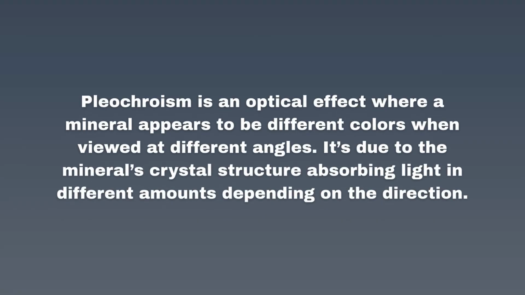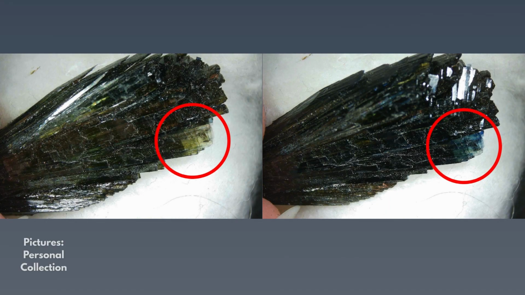Pleochroism is an optical effect where a mineral appears to be different colors when viewed at different angles. It's due to the mineral's crystal structure absorbing light in different amounts depending on the direction. For example, we have a Vivianite, and yes, I know, not a Tanzanite, the quintessential pleochroic mineral, but anyway, as you can see, in the red circled portions, on the left, it's green at that angle, but turned very slightly, that green area becomes blue due to the Pleochroism.